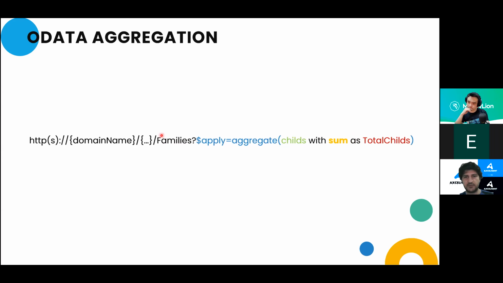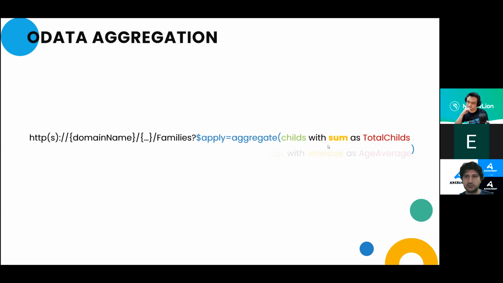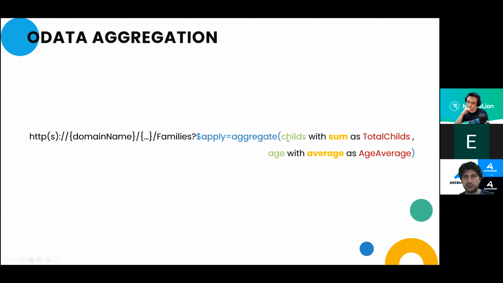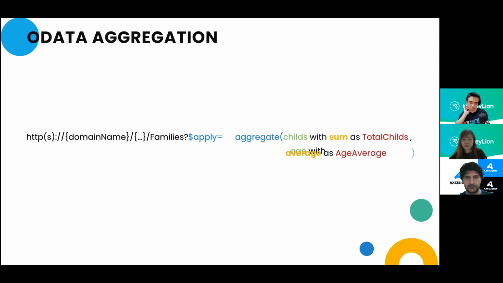Families has a child field, then you tell it that you want to get a sum, and after that you want to name it as a total child. Or you can do a couple of things. For example, I want to get the sum of the child, and I want to get the average of the age, and I call it age average. So you can do as much as you want. You can do it all only on top of the URL. So the user can do anything that they want.